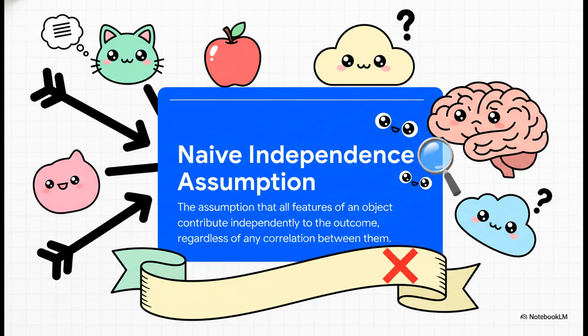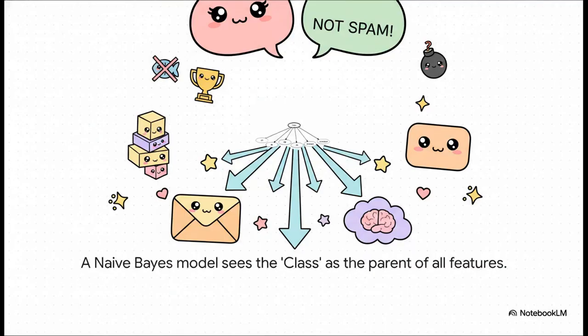It's like they have no relationship whatsoever. Now, you and I know that in the real world, that's almost never true, right? That's why the source material calls it highly unrealistic. And this diagram? It shows it perfectly. See that class at the top? Think of that as our goal, like spam or not spam.